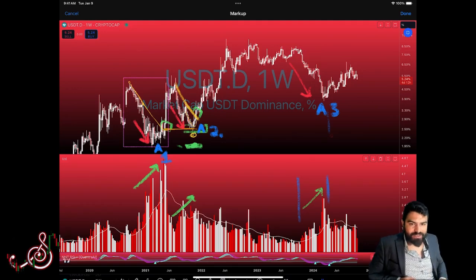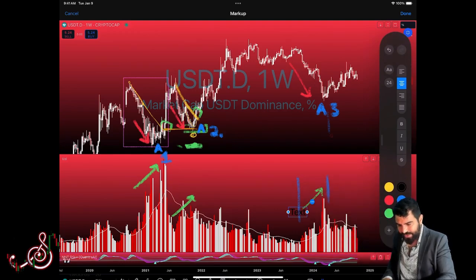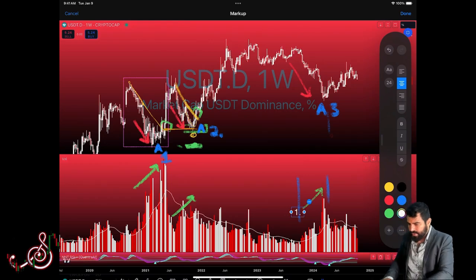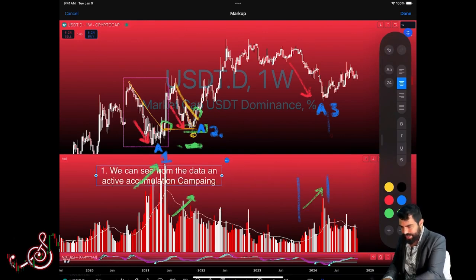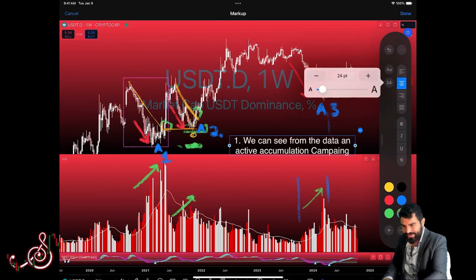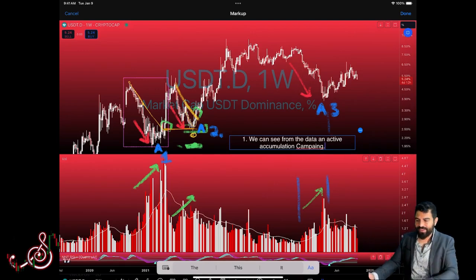Now let's put that in context. When USDT.D goes up, Bitcoin goes where? Down. So now let's just write that off to the side. Okay, let me put this in white to wrap our minds around this. Number 1, we can see from the data an active campaign. So we establish fact number 1. We're like lawyers or doctors, right? We take information and make facts. We lay it all out and then we see where the chips fall.